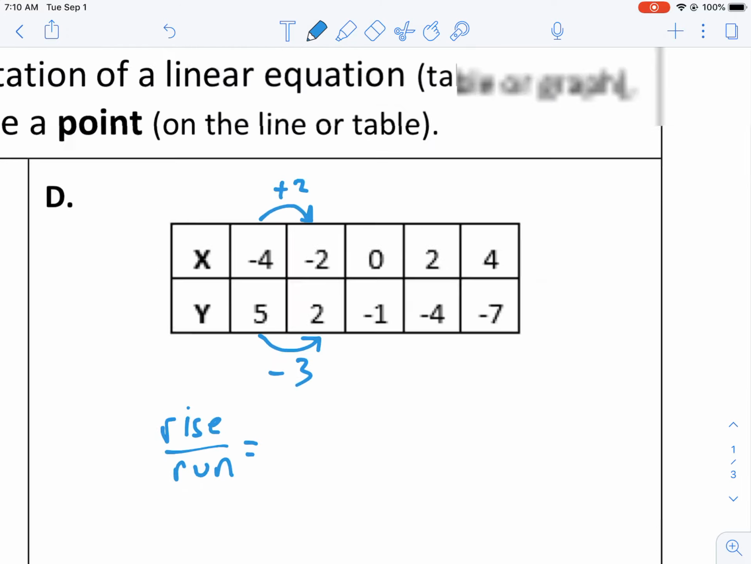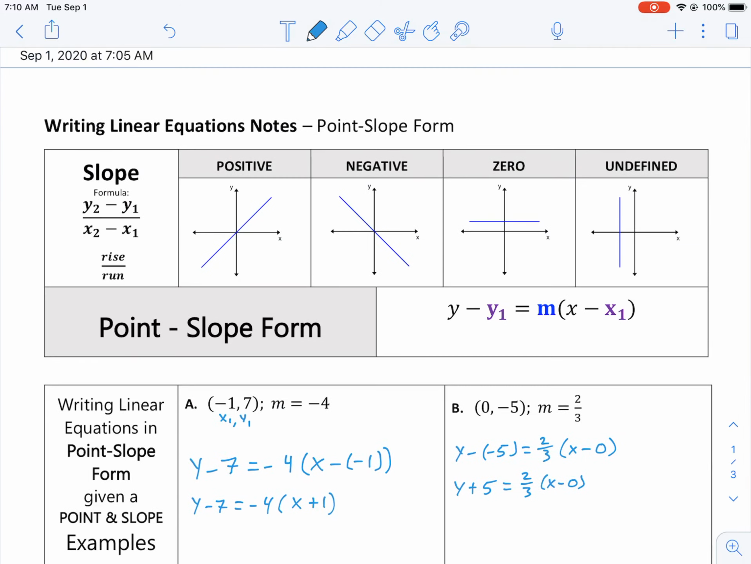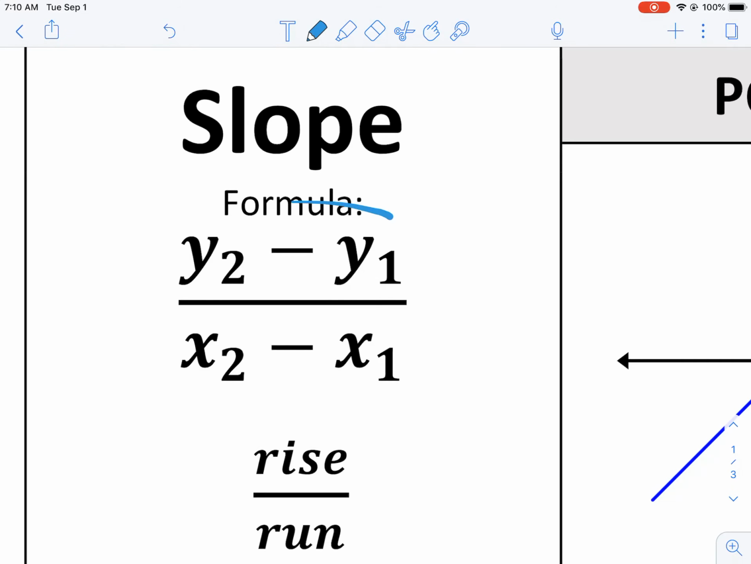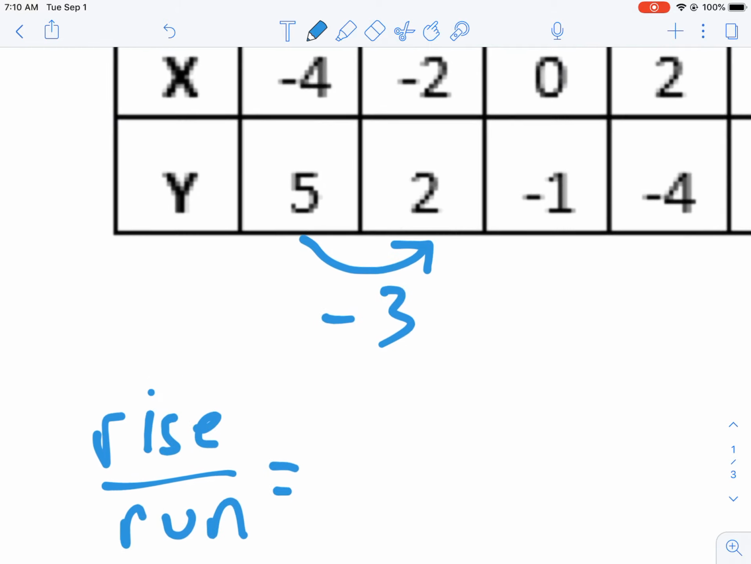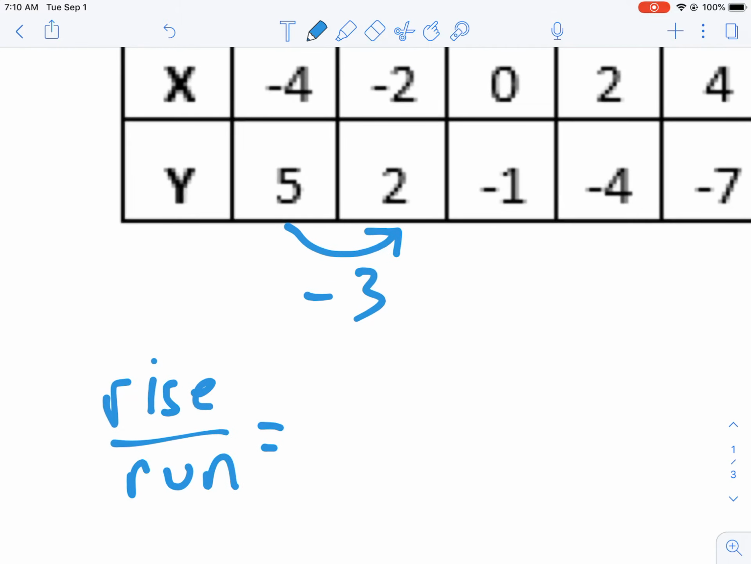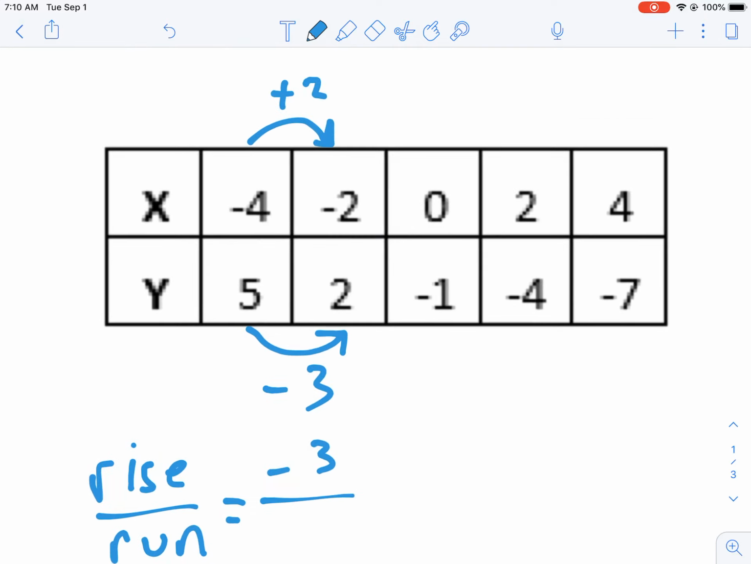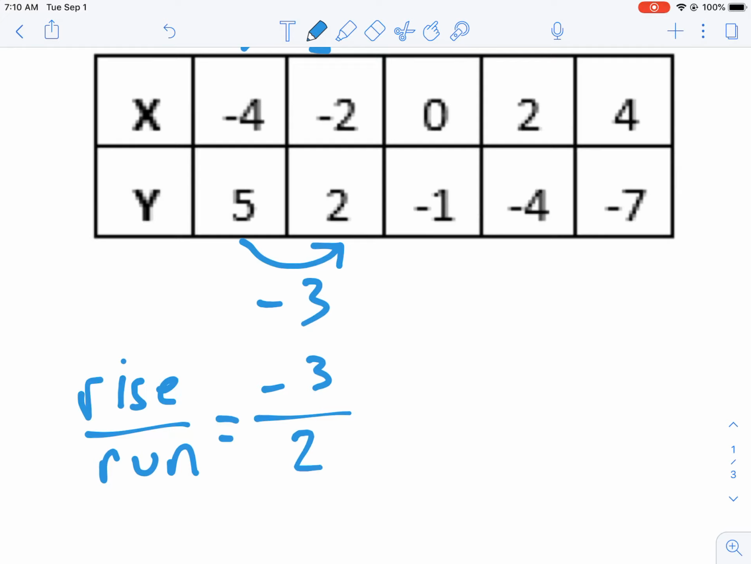Now, if you look up at your slope formula, right, remember the y's are on top and the x's are on bottom. Okay, so when you're doing the table, the jump in the y's goes on top. Remember, the y's is the rise, or the rise is the y's, all right, it rhymes. So -3 goes on top, 2 goes on bottom, so our slope is -3/2.